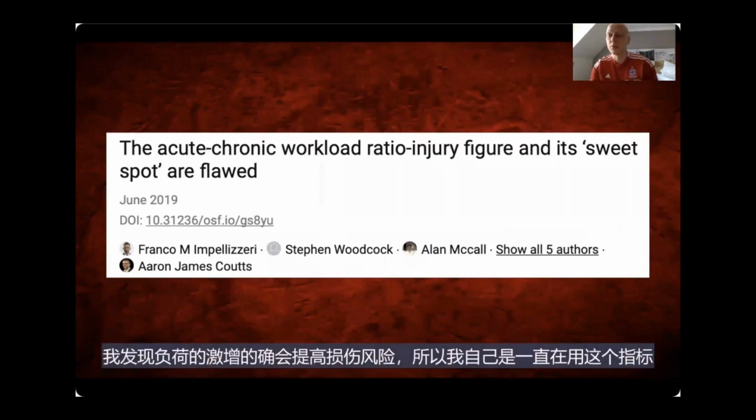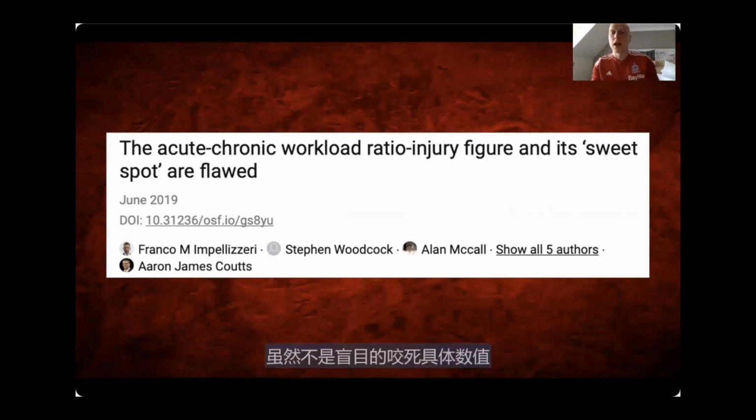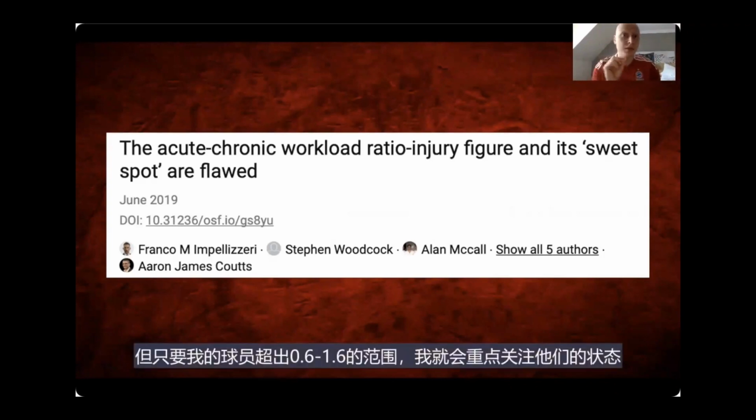I found a connection between players being at greater risk of injury when spikes in overload and underload occur, and that's why I'm using it in my practical approach. I'm not always blindly trusting the numbers, but when these numbers change and we get a player with an acute chronic ratio of 0.6 or 1.6, then I'm going to be more careful. I'm going to communicate more with the player and see how he feels.